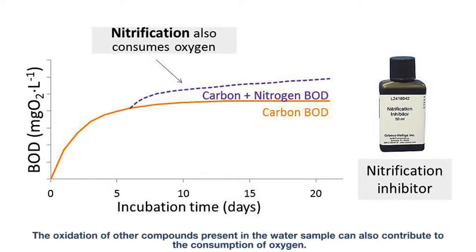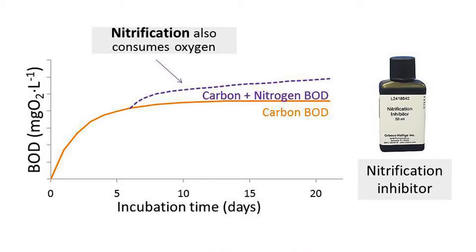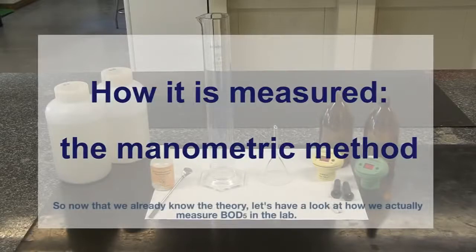The oxidation of other compounds present in the water sample can also contribute to the consumption of oxygen. In particular, nitrification could interfere in the measurement of BOD, leading to an overestimation of its value. To prevent this, the use of an inhibitor is required. So now that we already know the theory, let's have a look at how we actually measure BOD 5 in the lab.